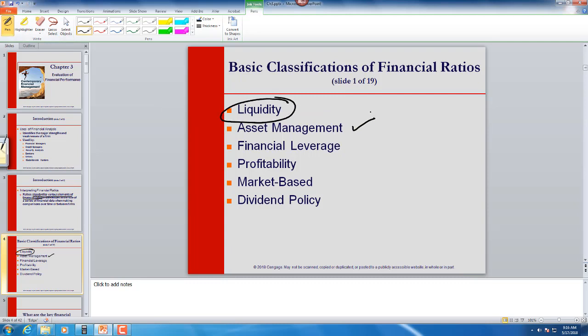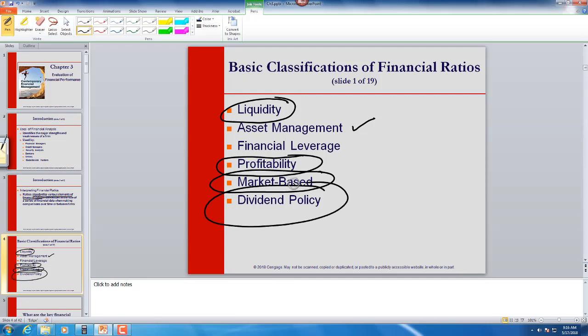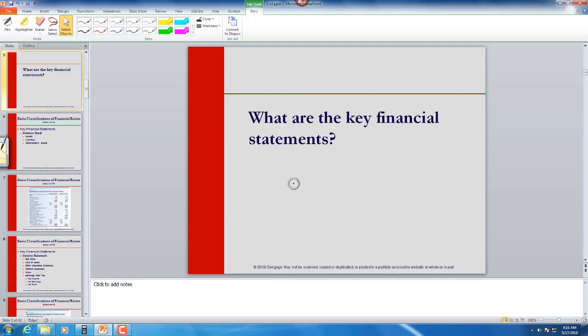Asset management tells you how the assets of a company are managed. Financial leverage shows you the advantage of using debt and whether this company is taking advantage of it or it is turning into a disadvantage. Profitability ratios check how much the company is earning. Then you have market-based ratios and dividend policy. All these are different ratios. We are going to be taking a look at one of them.